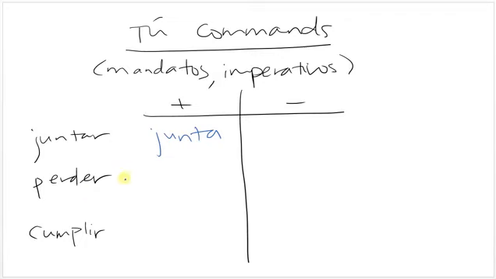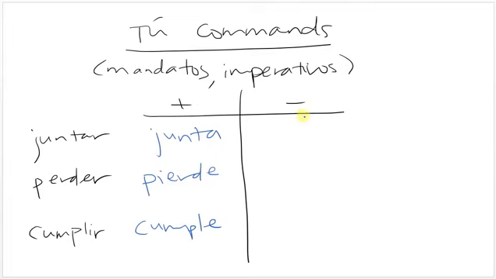Perder, yo pierdo, tú pierdes, él, ella, usted pierde. So that would be your command. Pierde. Lose whatever it is you want them to lose. Cumplir. Yo cumplo, tú cumples, él, ella, usted cumple. So remember that means to fulfill. So fulfill your duty, whatever it is that you're talking about. So it's just the regular él, ella, usted of the verb in the present tense.